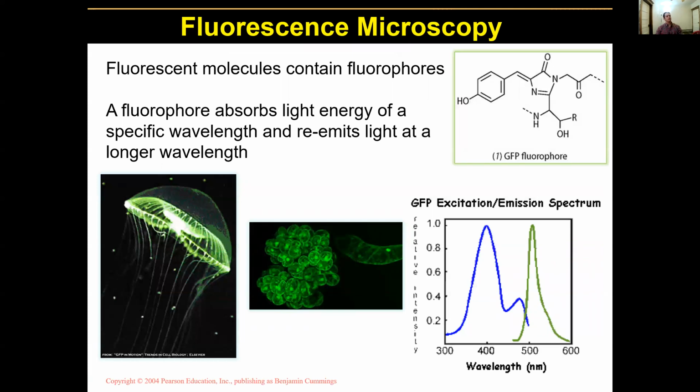Okay, moving on to fluorescence microscopy. So I suppose we'll start with what makes these things fluoresce. Fluorescent molecules contain fluorophores. And a fluorophore is something that absorbs light energy at a specific wavelength and then re-emits it at a longer wavelength. Here you can see the excitation emission spectrum down here for a fluorophore. So this would be the excitation wavelength, the wavelength that's hitting the fluorophore, and then this is the emission.